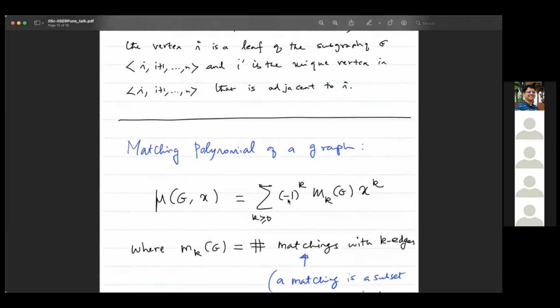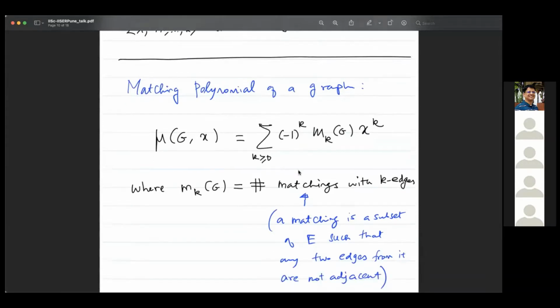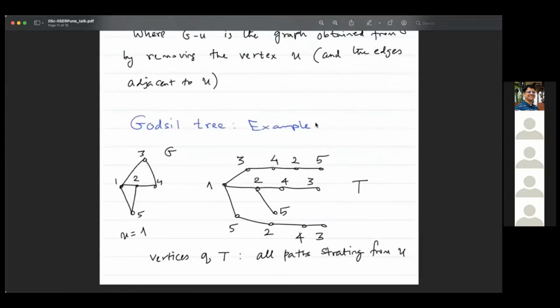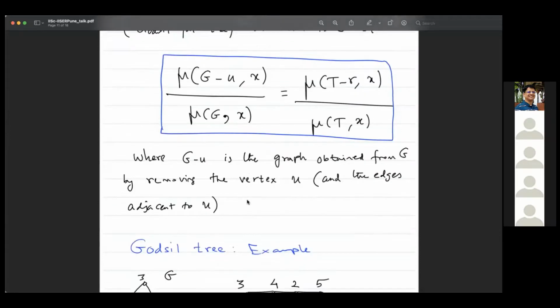What I wanted to say is something related to the matching polynomial. If you start with the matching polynomial mu of G, x, then Godsil actually constructed a rooted tree T, r such that this kind of identity holds. Here G minus u is just the graph obtained from G by removing the vertex u. Then similarly this is there. So you have such an identity. That is somewhat easy to prove. It's not very difficult to prove.